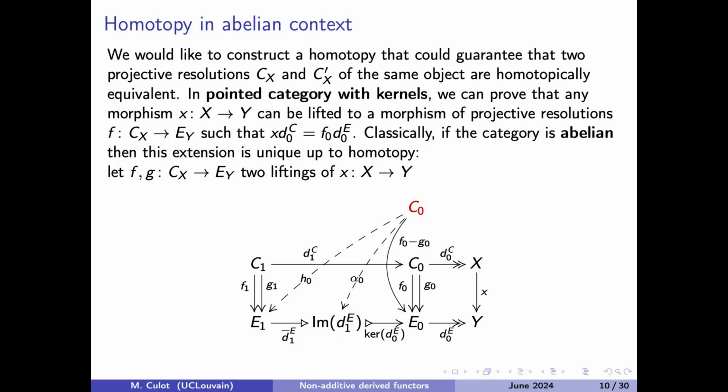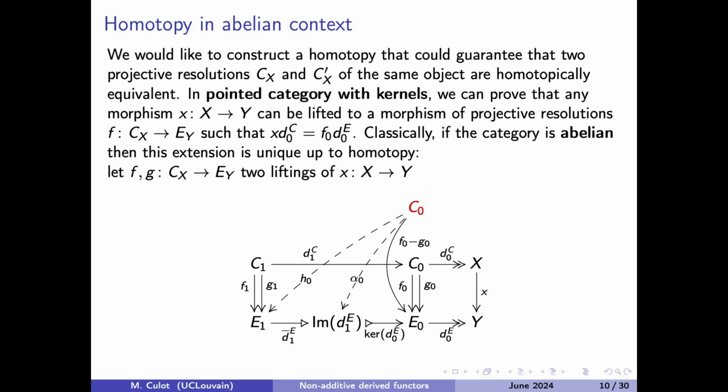But classically, this lifting is unique up to homotopy. And so let's look at what happens in the classical abelian context. So let's take two liftings, f and g. So here f0, g0, f1, g1. Since both are liftings of x, this difference factors through the image, because I recall that here I have a projective resolution, so it is exact. So I factorize through the kernel of n for the image. And then since g0 is projective, and here I have a regular morphism, alpha 0 factors to here, and so this is my first map of my homotopy.